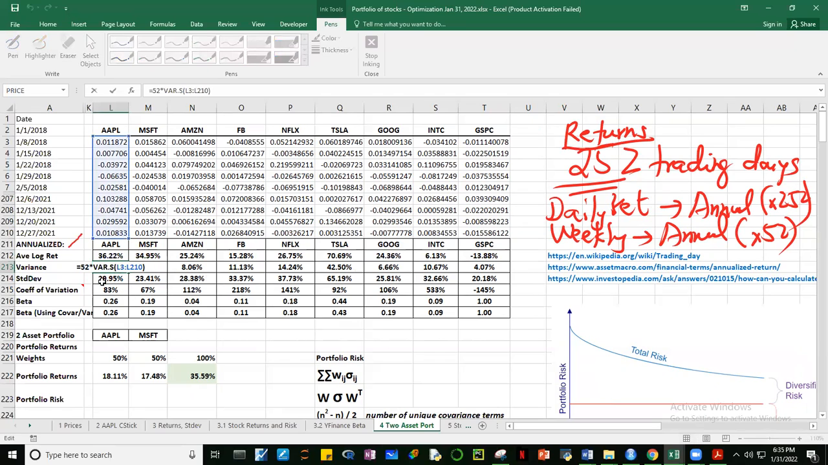We just multiply this by 52. Ganun din, guys, si variance. We got the variance of the data and then we multiply it by 52 in order to convert it to annual data, kasi weekly data ito. And then si standard deviation, ayun. Standard deviation times the square root of 52. Okay?